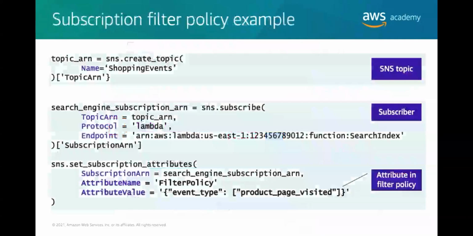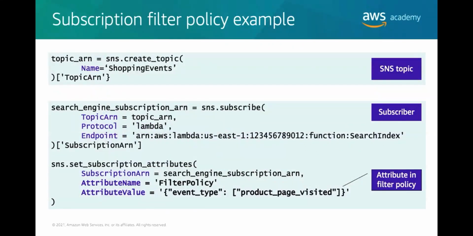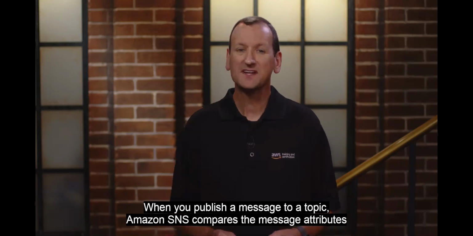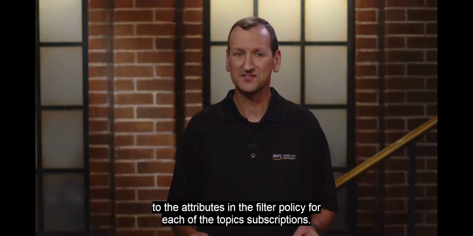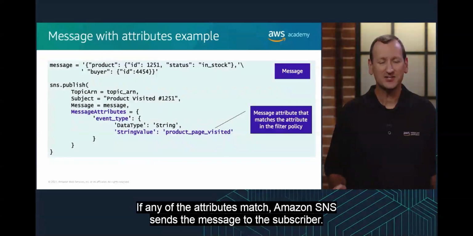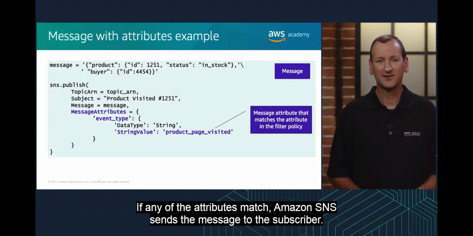This slide highlights an example of a topic with a filter policy and example attributes that might be used to filter messages. When you publish a message to a topic, Amazon SNS compares the message attributes to the attributes in the filter policy for each of the topic's subscriptions. If any of the attributes match, Amazon SNS sends the message to the subscriber.